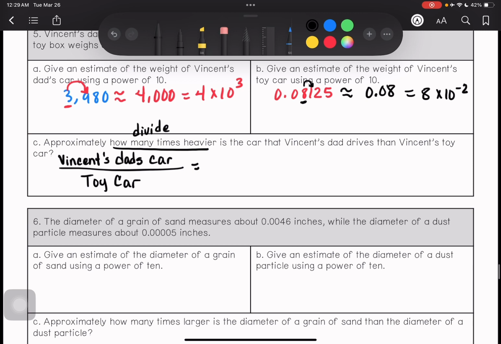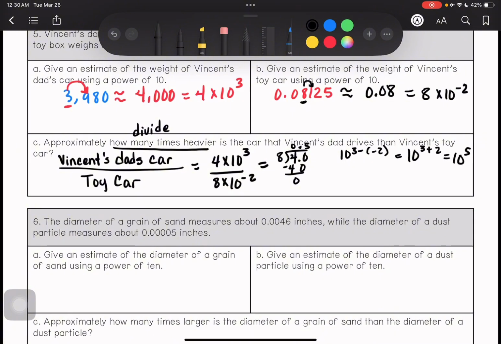So Vincent's dad's car is 4 times 10 cubed. And the toy car is 8 times 10 to the negative 2. Here we want to divide. Eight divided into 4.0. It doesn't go. Bring up your decimal, but 8 goes into 40 5 times. No remainder. And then our bases are the same, so we're going to keep the base and subtract the exponents. This gives me 10 to the 3 plus 2, which is 10 to the 5th power.